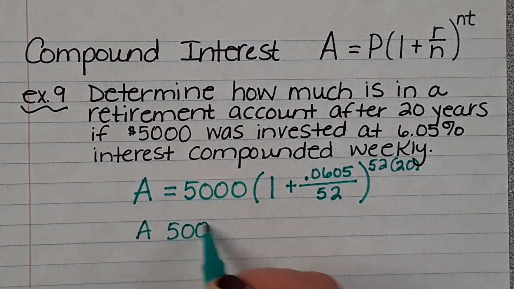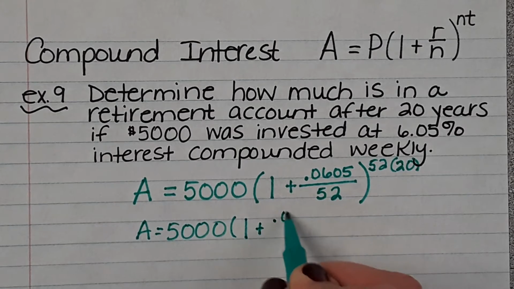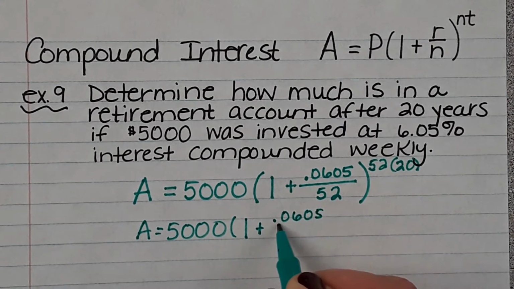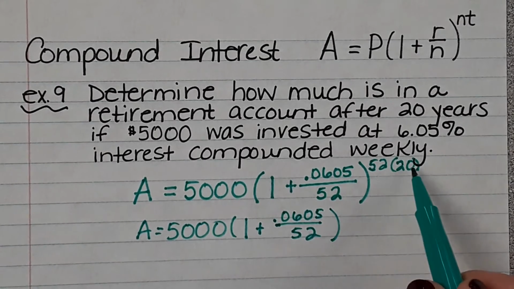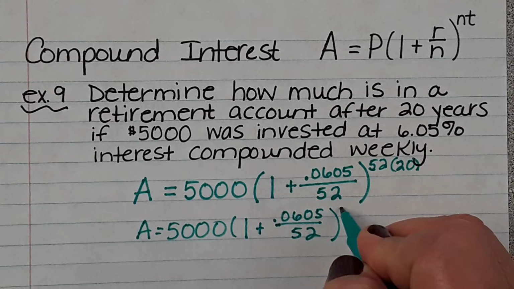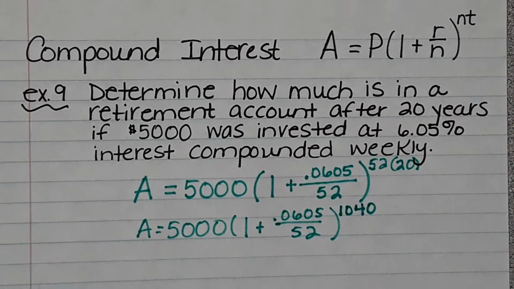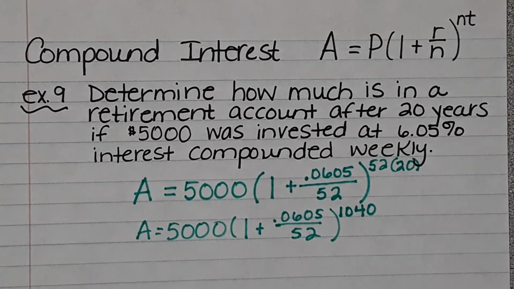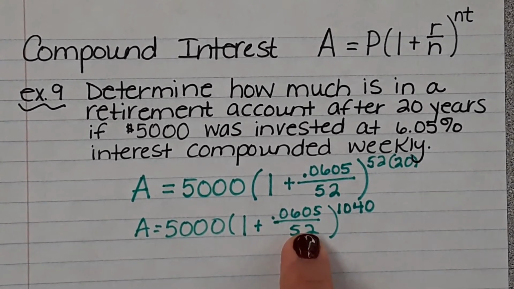But this time, let's multiply the exponents. So let's multiply 52 times 20. And I believe 52 times 20 is 1,040. Now let's put this into your calculator. So when you put it into your calculator, you guys, just put what's inside the parentheses first, and then we're going to raise it to the exponent.